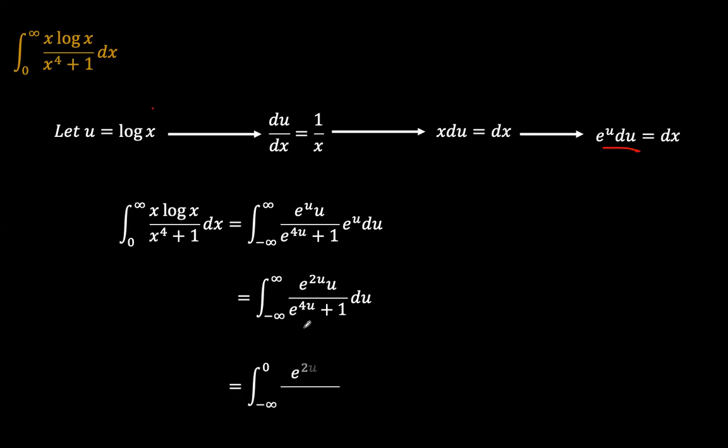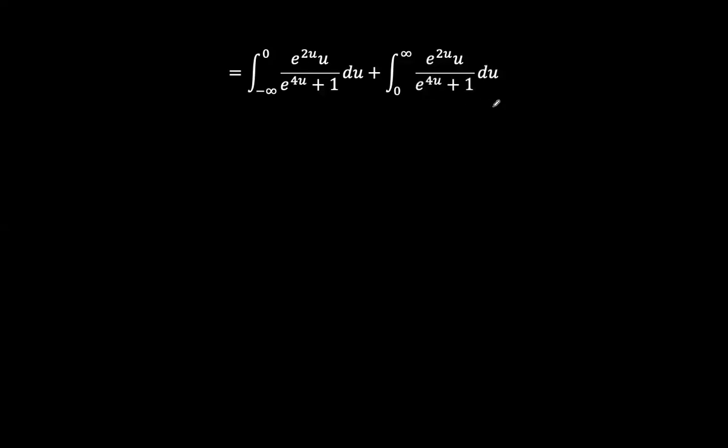Now, the limits, as I said, are negative infinity to positive infinity. But now we can separate this integral into two parts, where we integrate from u tending to negative infinity to u equals 0, and then from u equals 0 to u tending to infinity. These two separate integrals can be played around with separately. Let's focus on the upper integral.